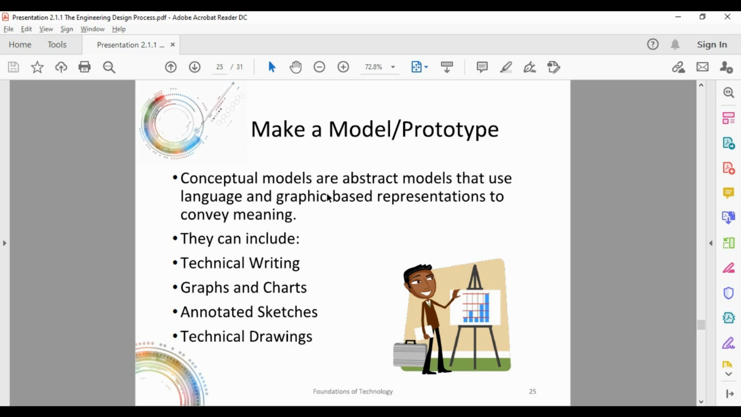Is in a way you created like a PowerPoint, and so that kind of borderlines here in this graphs and charts, because they can include technical writing, graphs, charts, annotated sketches, technical drawings, lab reports, things of that nature all fall into this. So just by making a model or prototype doesn't necessarily mean you have a physical object to hold.